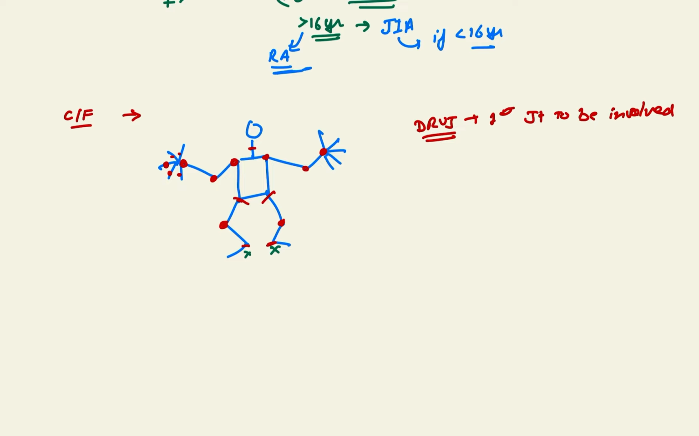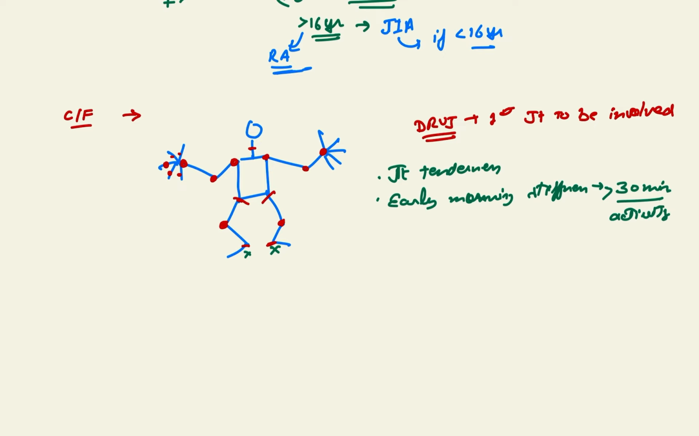So what is the clinical significance of the joint involvement? First, there is joint tenderness. Whenever we palpate the joint, it becomes tender. The patient winces with the pain. Second, there is evidence of early morning stiffness. Early morning stiffness means the patient wakes up with joint pain and it is relieved with 30 minutes or more of activity throughout the day. When the person works, the pain improves. It improves with activity. Right. So these are the two typical features.